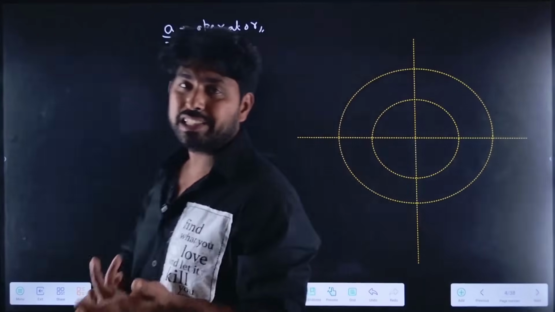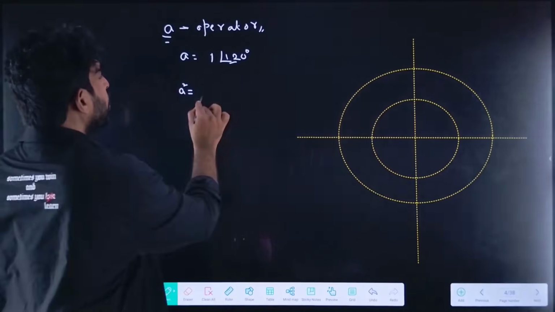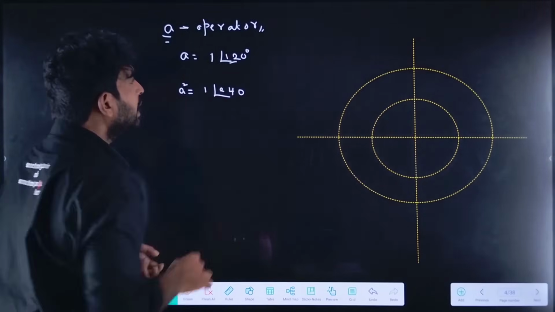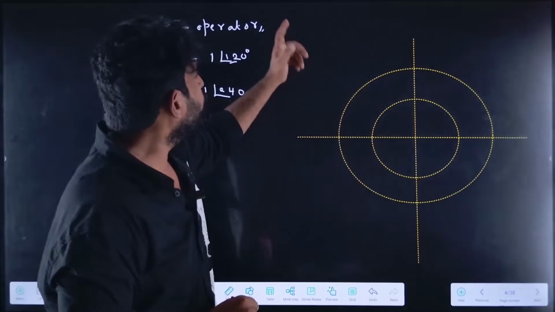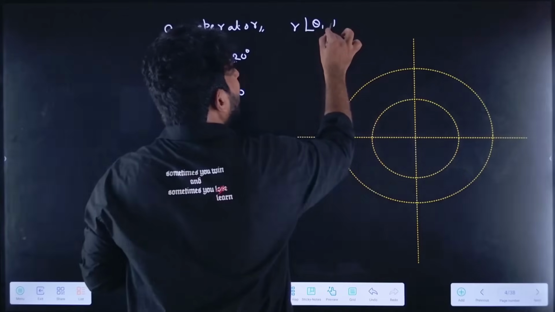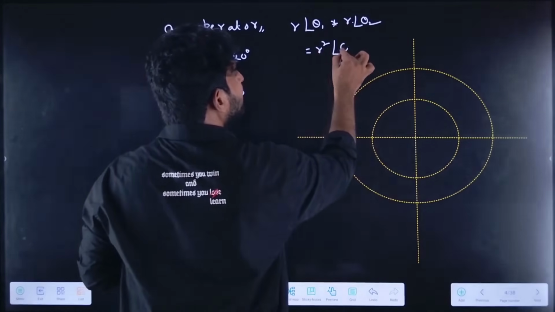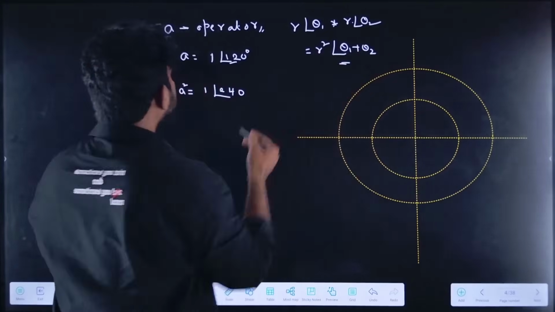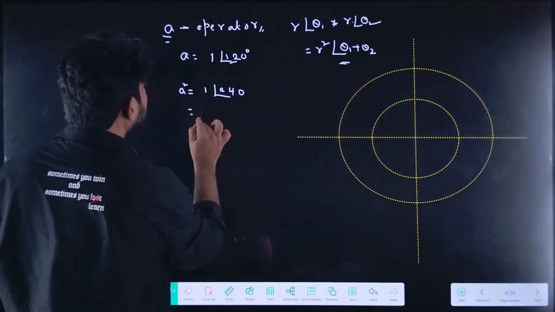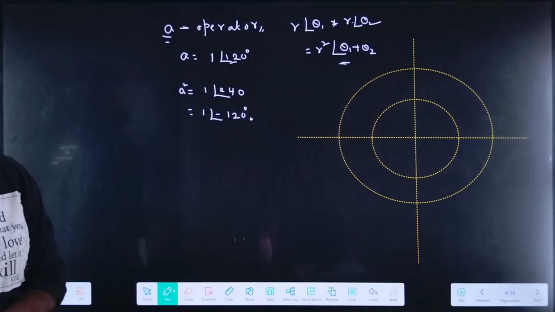Now what will A square be? A square equals 1 at an angle 240. So 1 at an angle 120 into 1 at an angle 120. From the very basics, R at an angle theta 1 into R at an angle theta 2 gives R square at an angle theta 1 plus theta 2. In the similar manner, it will be 120 plus 120, which is 240 degrees. The same you can represent as 1 at an angle minus 120.